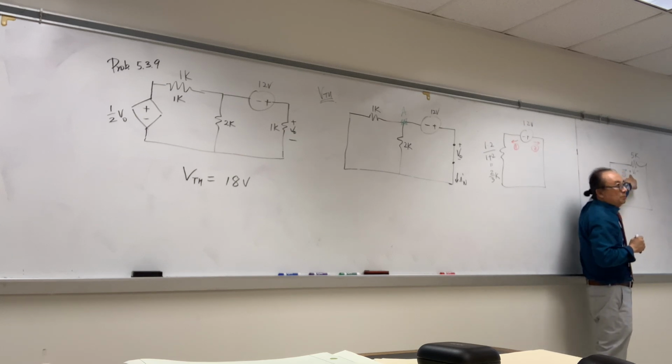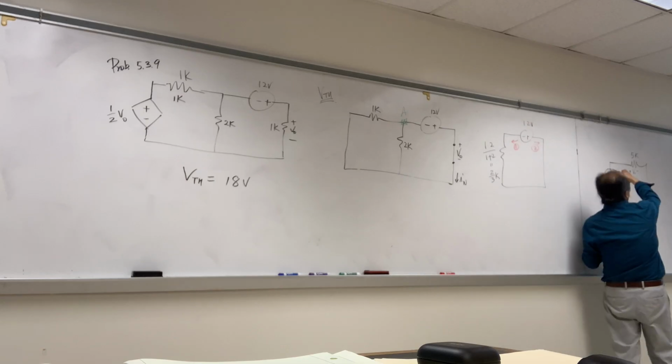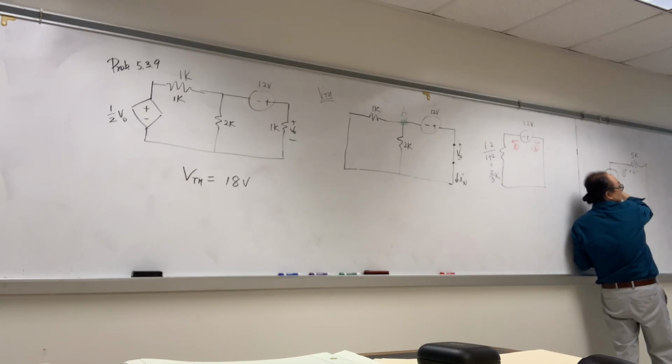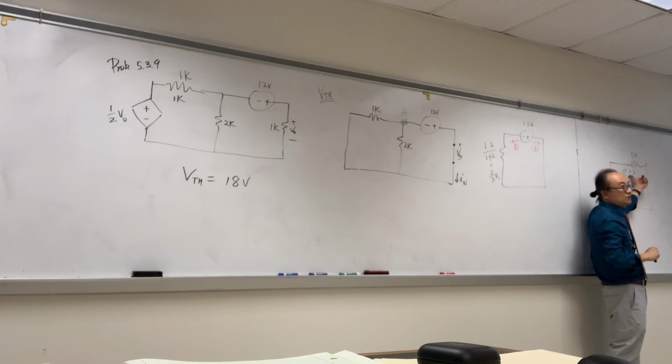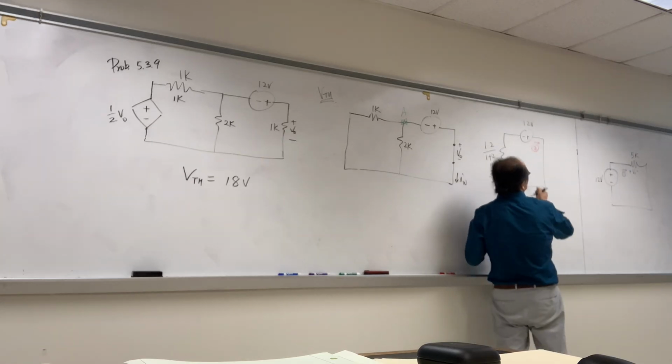This guy has to be positive. When I say higher potential to lower potential, it's not this voltage source. That's not applicable to this voltage source. That's applicable to all the resistors. Higher potential to lower potential. To the KVL, what's going to happen?